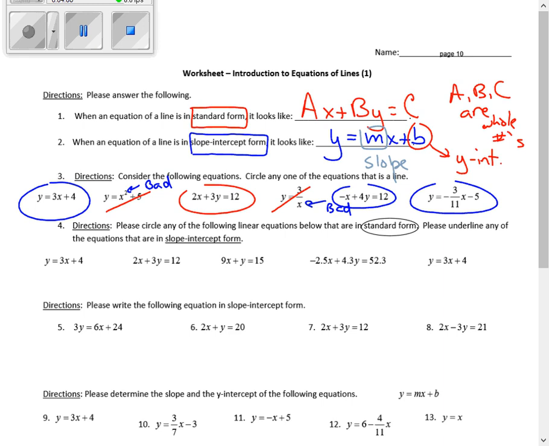Problem 4, directions. Please circle any of the following equations that are standard form. So again, your standard form is like this, ax plus by equals c. And please underline any of the equations that are in slope-intercept form. And again, slope-intercept form is y equals mx plus b.